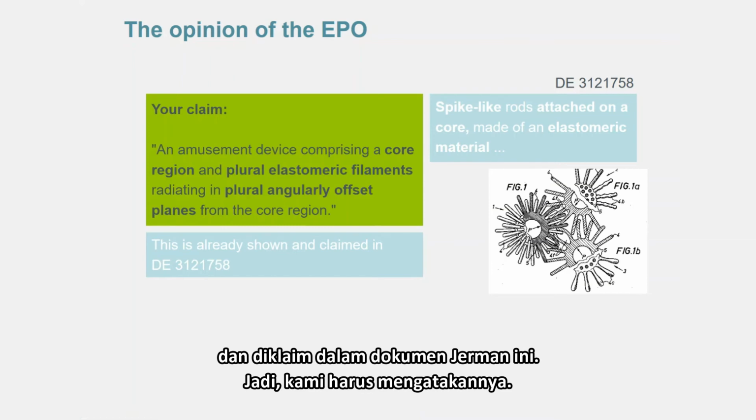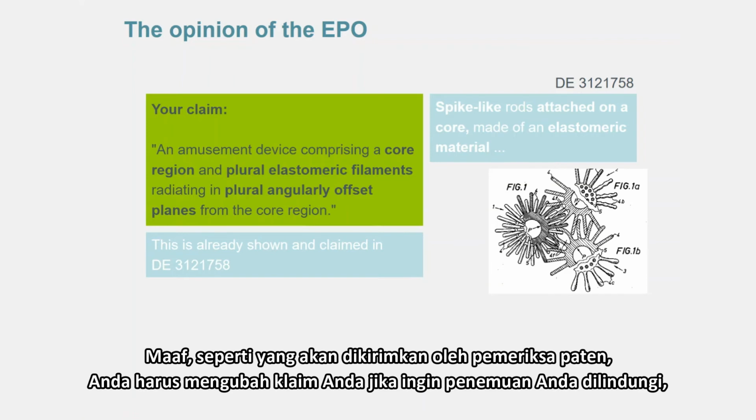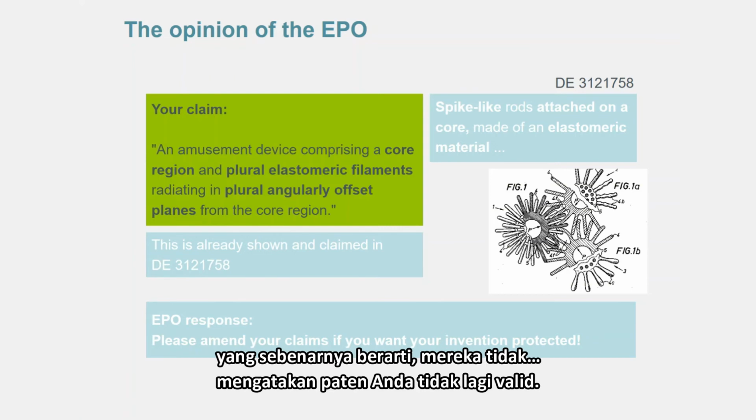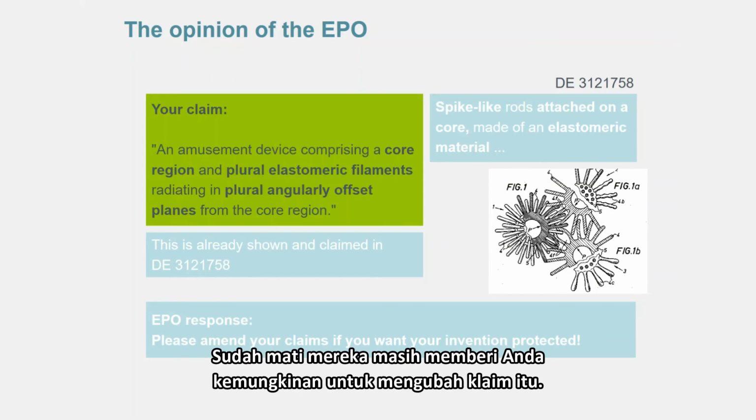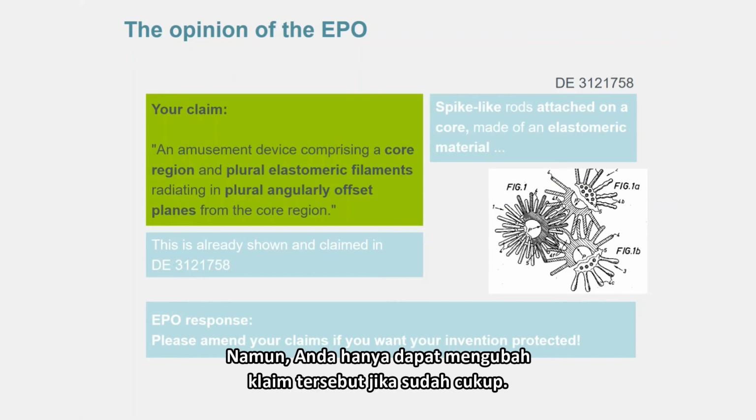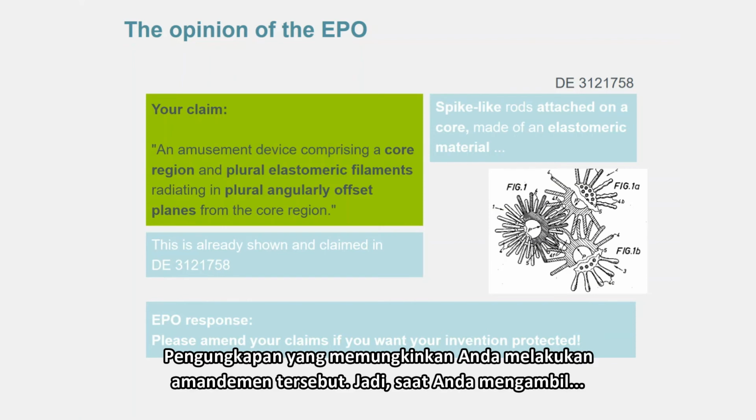So we have to say, sorry, as the patent examiner will send you, you have to amend your claim if you want your invention to be protected, which means, in fact, they don't say your patent is no more valid, it is dead. They give you still the possibility maybe to amend that claim. However, you can only amend that claim if you have enough disclosure that allows you to do that amendment.